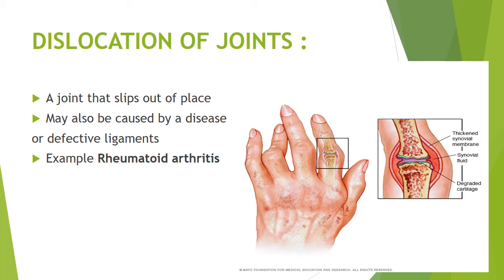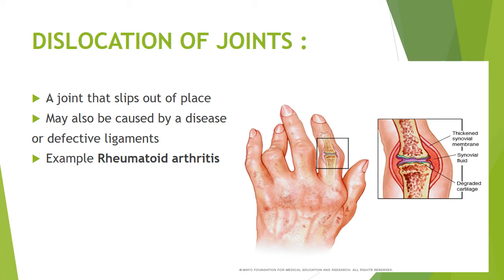Basically, a dislocated joint means the joint that slips out of its place because of any accident or because of any disease or defective ligaments. Sometimes any trauma forces a joint out of its place and causes dislocation, or it may also be because of any accident or sports injury. Common symptoms include swelling in the affected area, intense pain, and immobility.